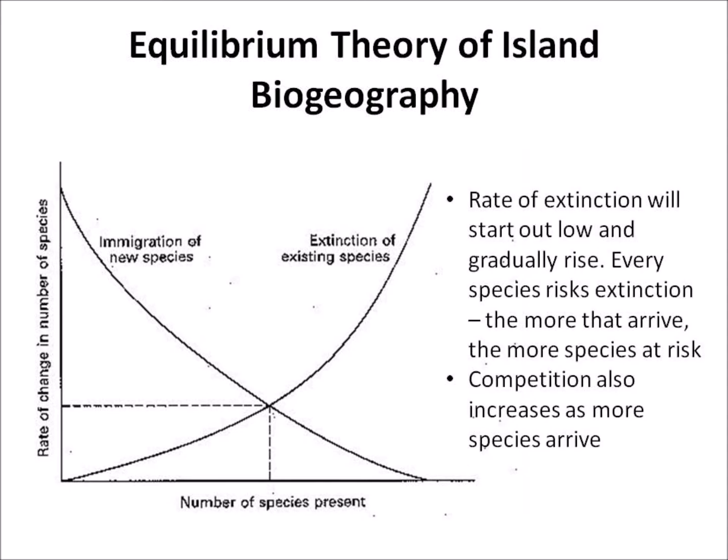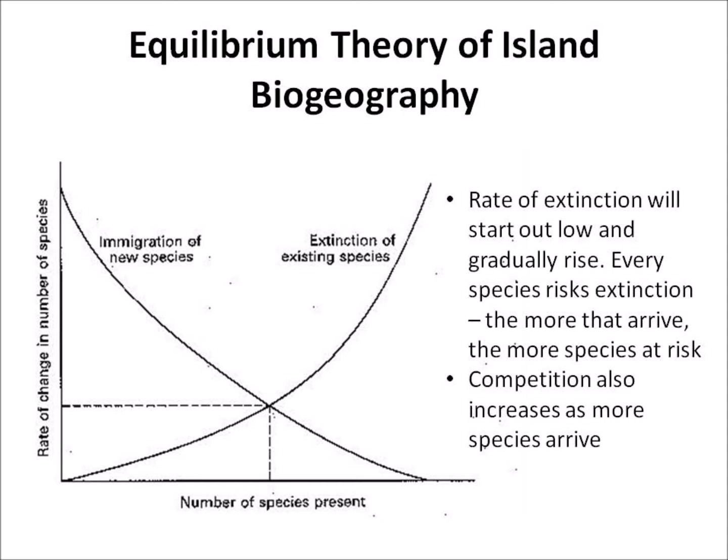So let's look now at the extinction curve. So extinction of existing species. The extinction curve does the opposite of the colonization curve. So extinction rates, again the loss of species, is going to start out slow and gradually increase over time as resources are used up and competition is increased.